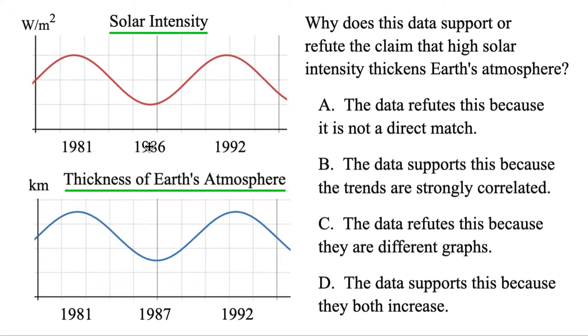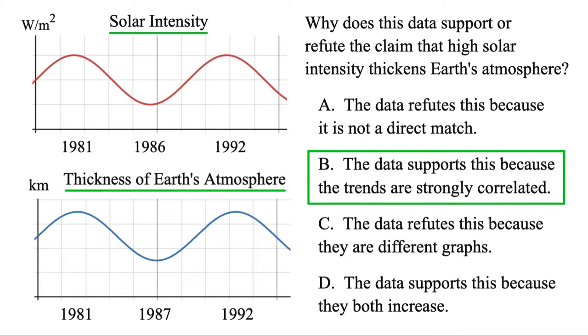But even if there's a little difference, 1986 for the low point here, 1987 the low point here, they're still very strongly correlated. So the data supports this claim because the trends are strongly correlated, and that just means they do the same things in the same locations here. So that's what we're looking for.